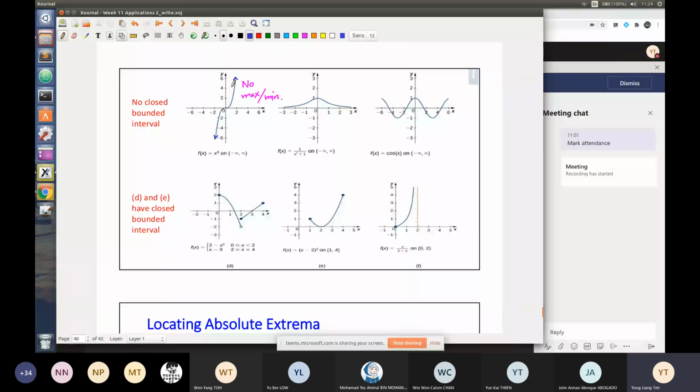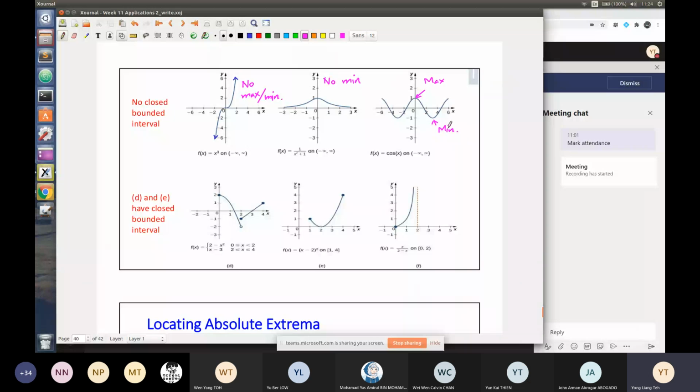So what about this one? This interval is unbounded and open. You can clearly see that this one has no absolute or global minimum. It does have a maximum though. What about this one? You can see that the interval is also minus infinity to infinity. Is there a global maximum and minimum? Well, the answer is yes. You do have a maximum here. This is a global maximum, and this is your global minimum.